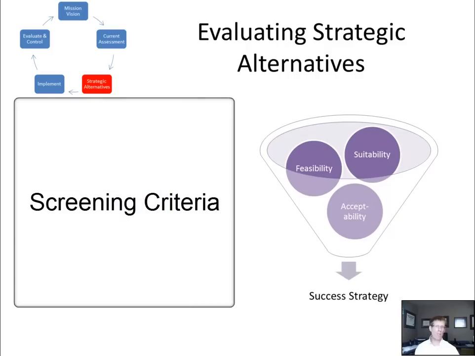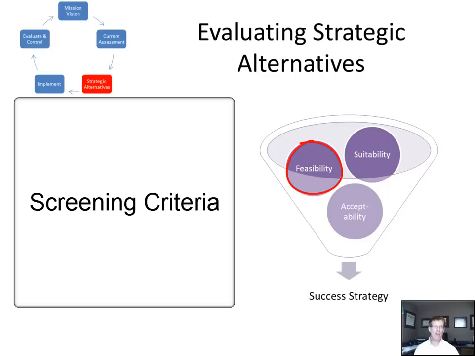Another model, presented by researchers Johnson, Scholes, and Whittington, evaluates the strategic options against 3 success criteria, namely suitability, feasibility, and acceptability. Suitability, in other words, will it work, which speaks to the overall rationale of the strategy. And as the CFO, the analysis tools you would use to support suitability would include decision trees and ranking strategic options.